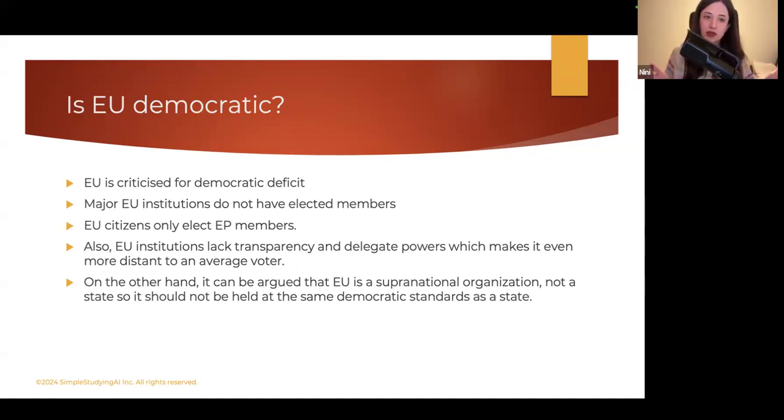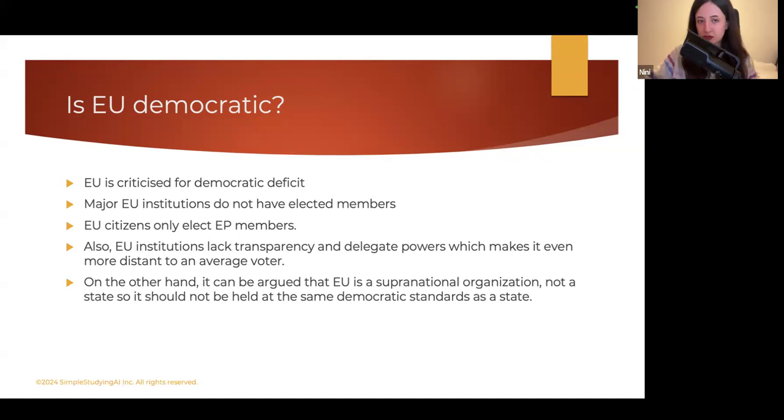There are arguments on both sides, and your job is not to say whether or not it is democratic. Your job is to identify both sides of the argument and cite relevant cases or relevant journal articles, some kind of evidence that backs up your arguments, because you cannot just say things. You have to back up your arguments with something. And here are some main arguments that you could make.